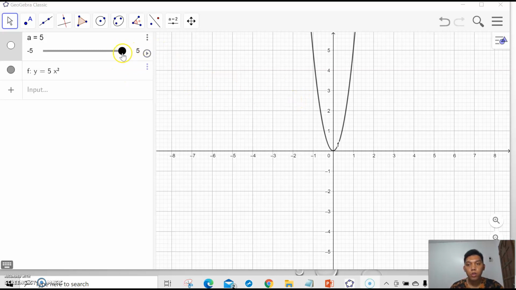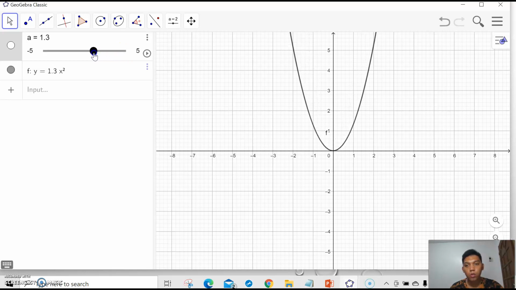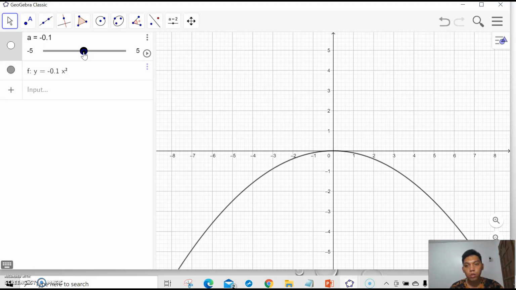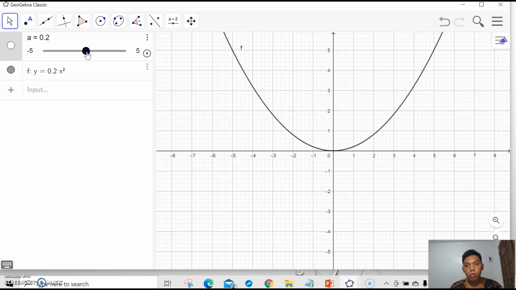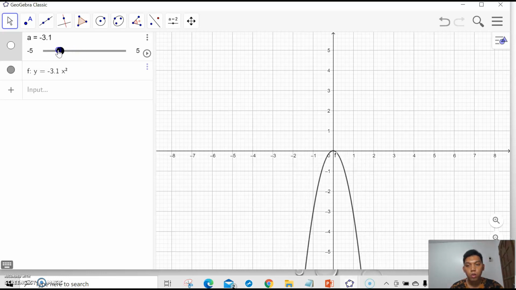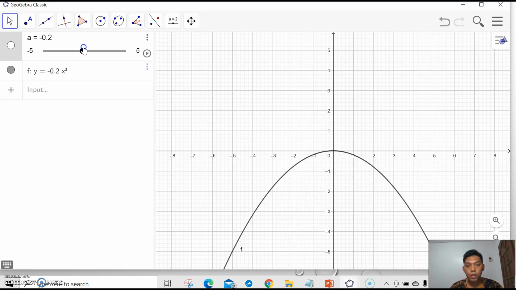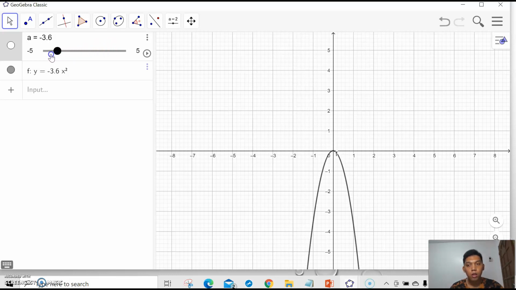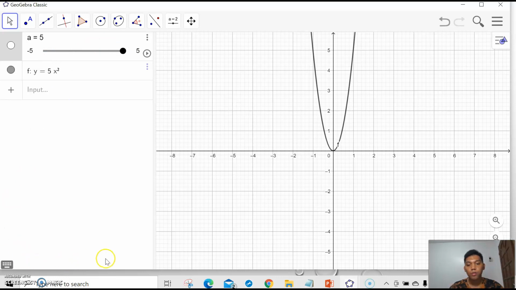So if we try the values going to 0, it's getting wider and wider and wider. But if we go to the negative, the same way, if it's getting too far, it's getting narrow. But if it's getting closer to 0, it's getting wider. So it's the same way with positive or negative. So it runs around on that figure, all right?